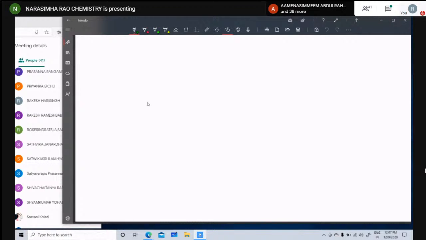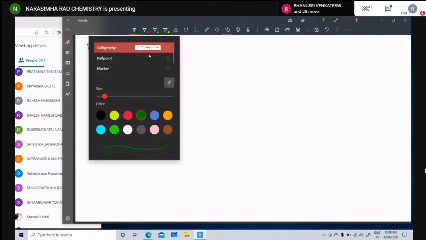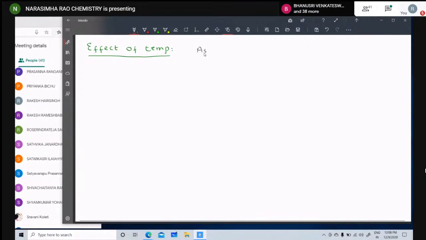Right. Now, effect of temperature. As a changing temperature.